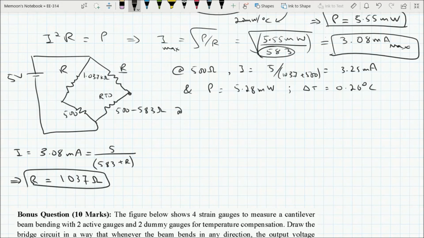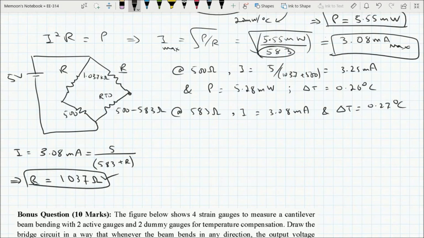So at 583 ohms, I is equal to 3.08 milliamperes, and delta T will be equal to 0.27 degrees Celsius. Both of them are within the range. So this means that the selected value of resistance, that was R is equal to 1037 ohms, was correct.